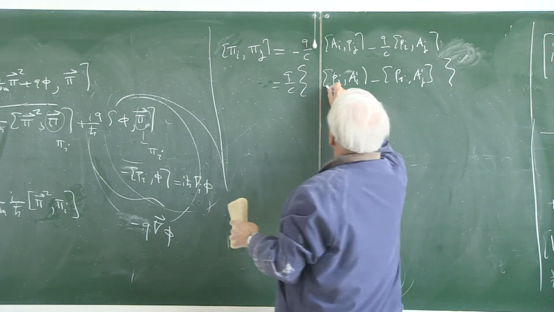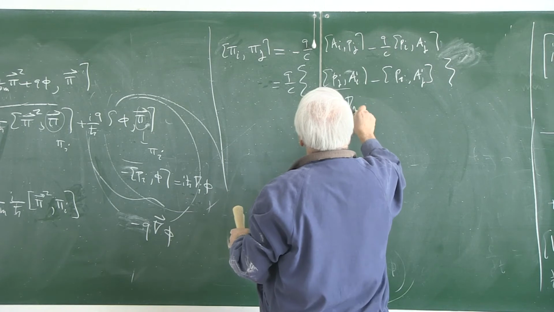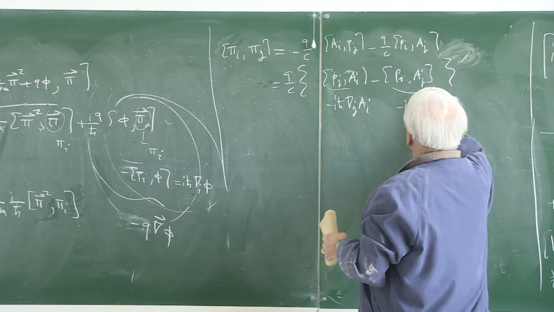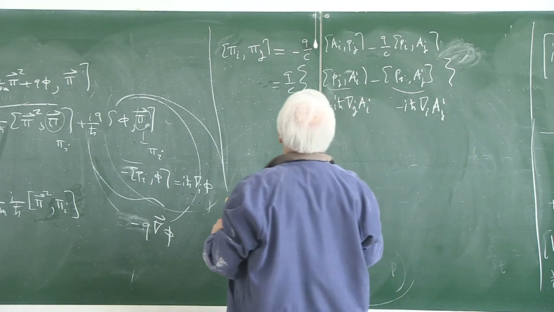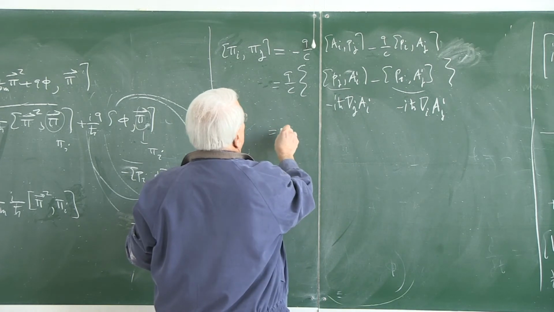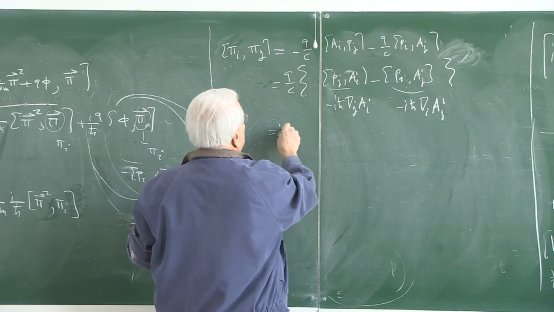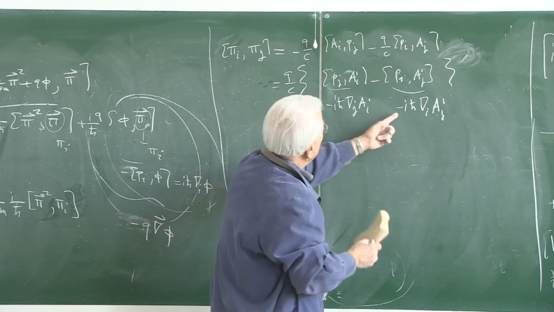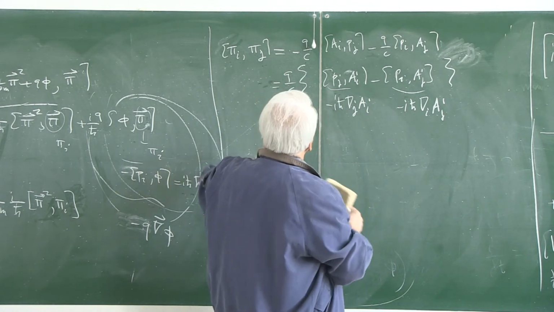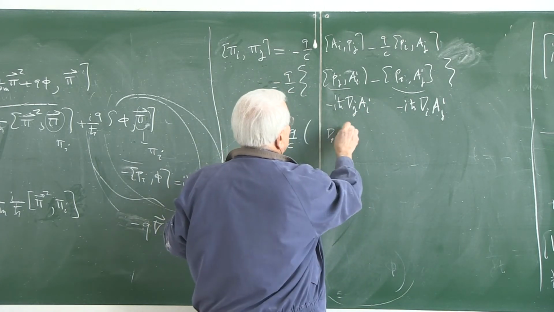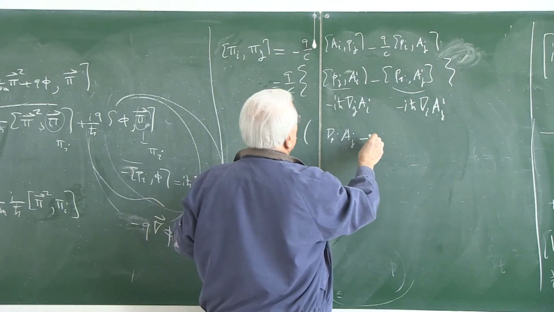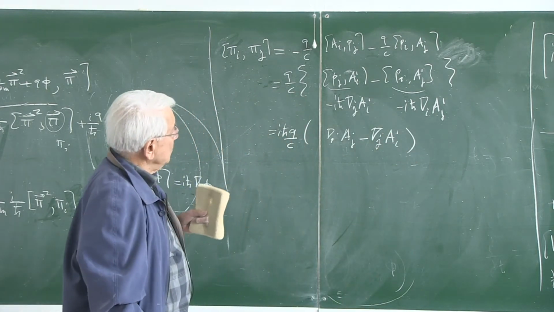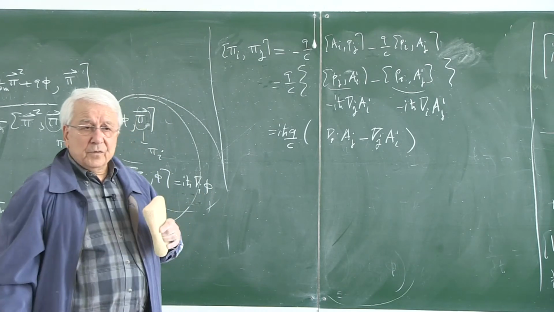I have this thing. So what is this? Minus i h bar del_j A_i. And this one is minus i h bar del_i A_j. So altogether I have i h bar q over c, indeed, (del_i A_j minus del_j A_i). Okay. What is this expression?